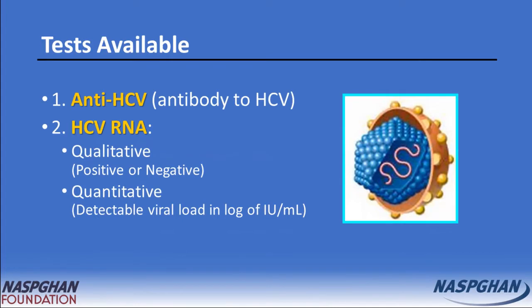Moving on to testing, we have 2 forms of testing available. The first is the hepatitis C antibody, and the second is hepatitis C RNA PCRs, and these can be qualitative or quantitative.